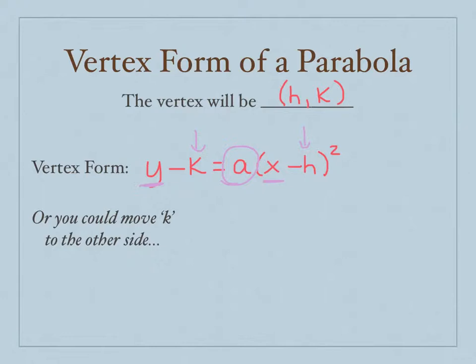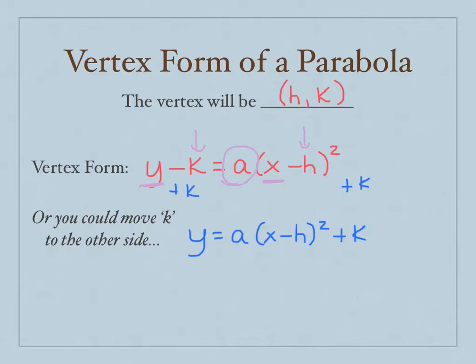The difference was, instead of having y minus k, you had k over here. You had plus something over here on the other side. Well, the reason we did that yesterday, let me show you what this would look like. If I did plus k and plus k, it would look like this: y equals a times (x minus h) squared plus k on the outside.